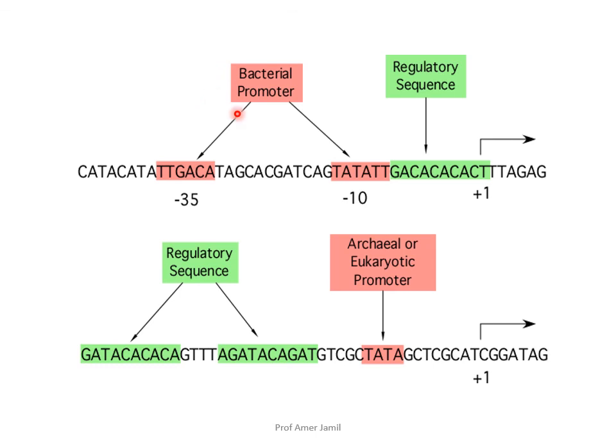Look at the difference between archaeal, bacterial, and eukaryotic promoters. Bacterial promoters contain the -10 and -35 regions, and this is the regulatory sequence. But in the case of eukaryotic promoters, the TATA box is there, and archaeal promoters also have a TATA box similar to eukaryotic promoters. So archaeal promoters are very much similar to eukaryotic promoters as compared to bacterial promoters. This shows that gene expression in archaea is similar to eukaryotic cells rather than bacterial cells.